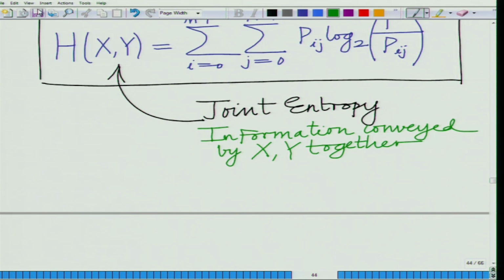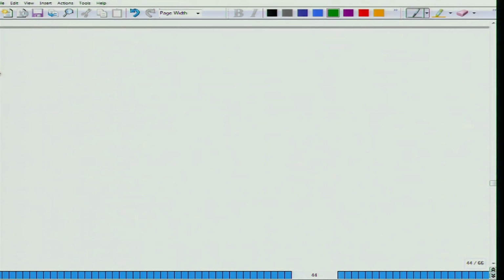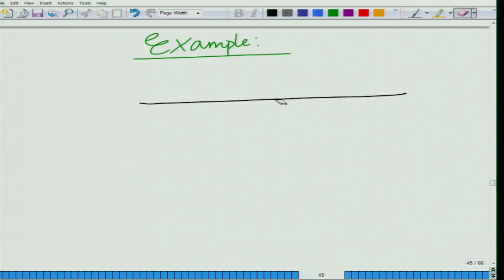So let us look at an example to understand this better. Consider the example below. Let us look at a simple example to understand this concept of joint entropy.